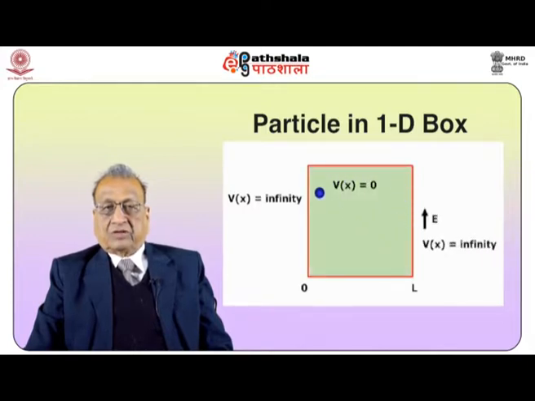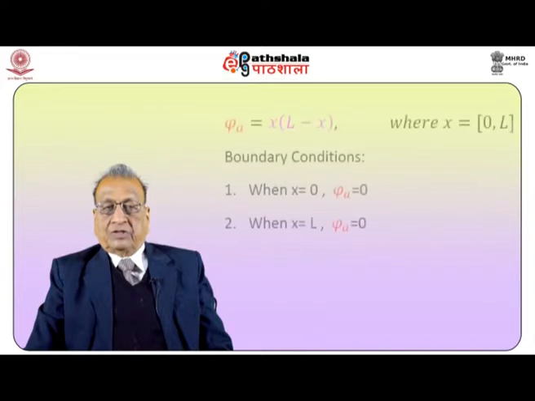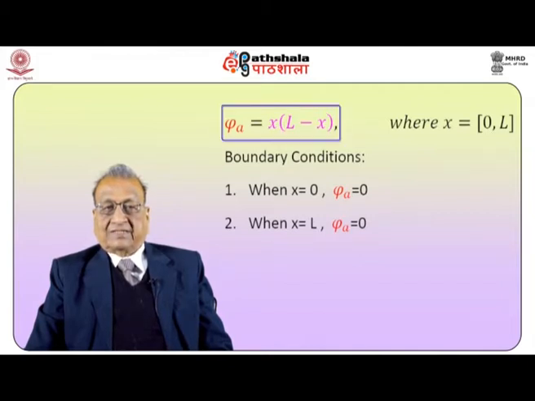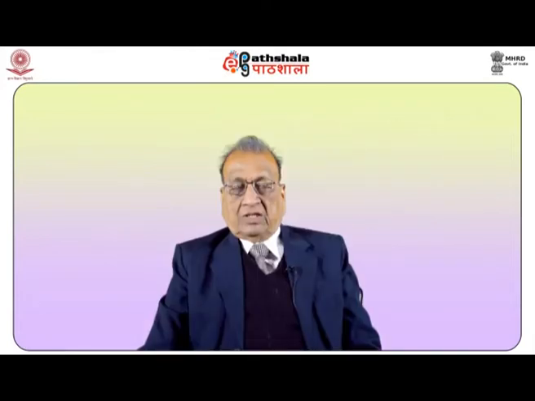Now, the boundary conditions of the problem are known, that the wave function has to be 0 both when x is 0 and when x is L. If we choose the approximate wave function phi a equal to x times (L minus x), then it can be seen that when x is 0, the function is 0. When x is equal to L, again the function is 0. So, this satisfies both the boundary conditions. Now, use this approximate wave function to solve the Schrodinger equation.